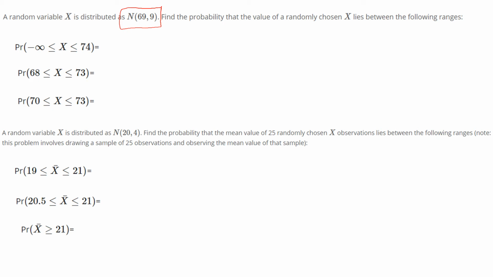So the first one asks you to check the probability that x lies between -infinity and 74. So how do you approach this? Okay, so as a first step, you can transform the limits in the probability to z values, or you can first split the probability and then do the transformation. Let's go with the former approach.